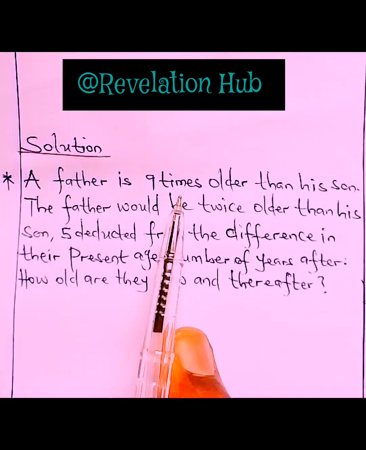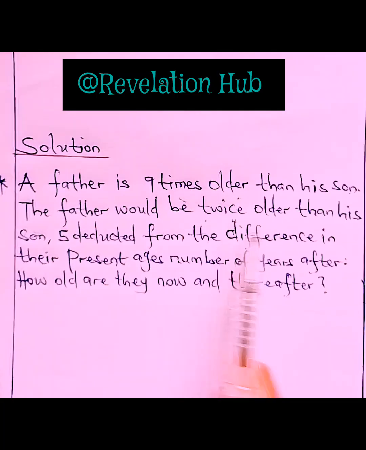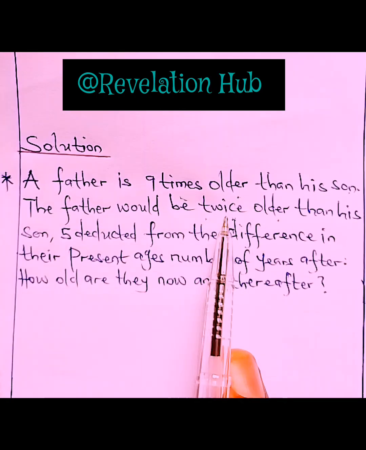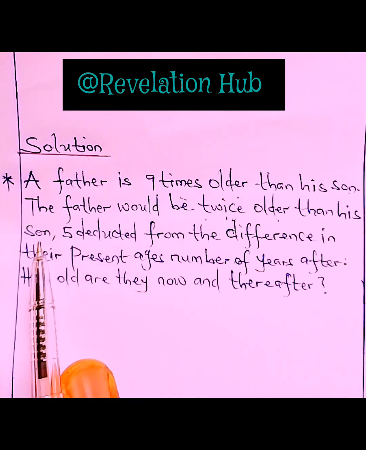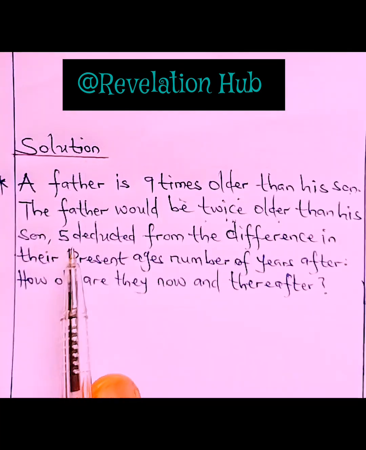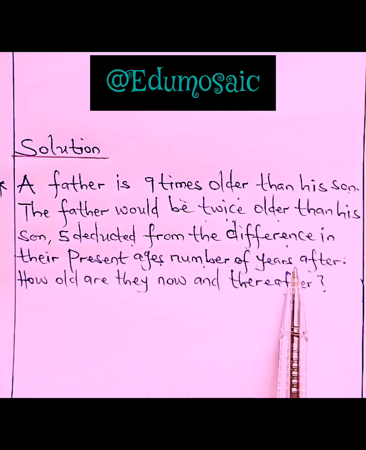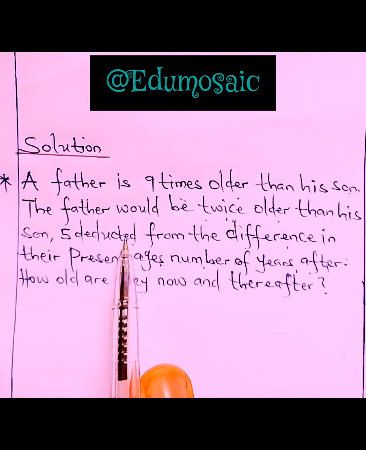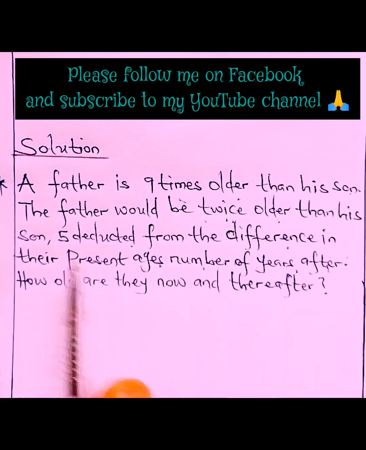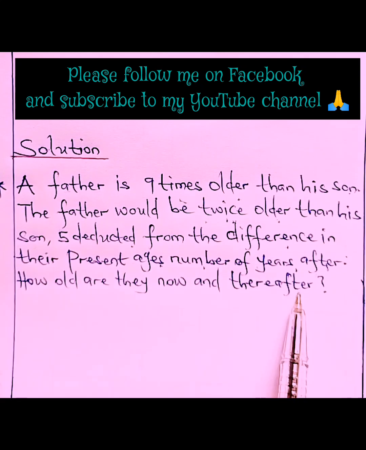A father is 9 times older than a son. The father would be twice as old. When we talk about twice, it means 2 times. Twice older than the son. What number of years? 5 deducted from the difference in their present ages number of years after. So this question is quite complex. You need to understand the use of English to get it right. Now, how old are they now and thereafter? How old will they be after that?